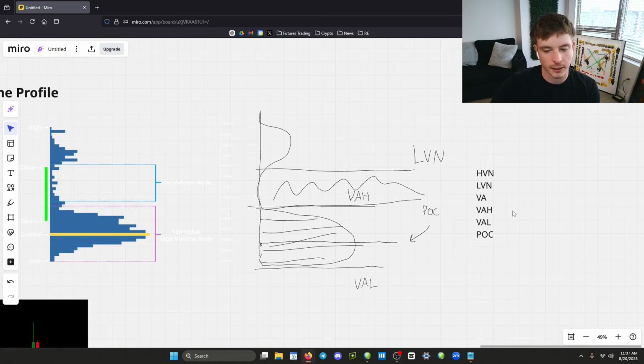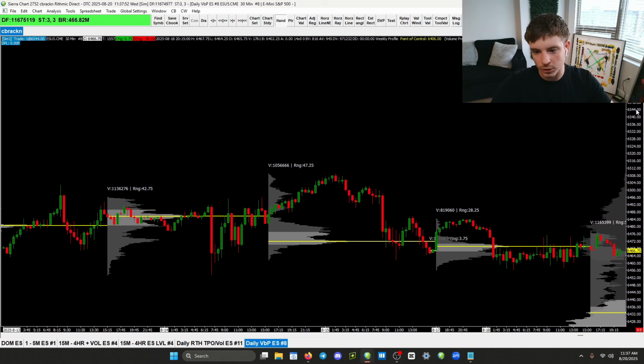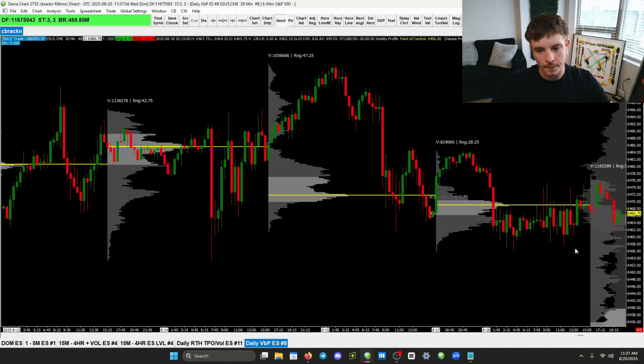Now, the reason why I said earlier we're going to forget about this 68% number, for example's sake, is because some people like to use 68%, some people like to use 40%, and really it's just about seeing where the most volume was transacted. So if I were to show you guys my daily profile again, the way I have mine, I have my value area set to 40%. The area that's highlighted right here, according to my settings, is the value area.